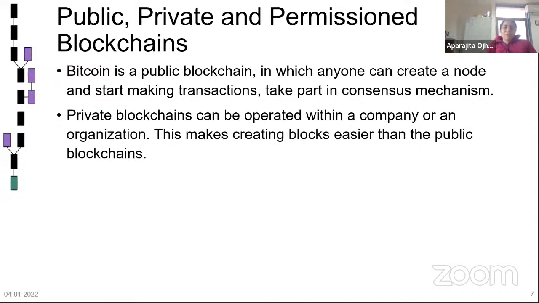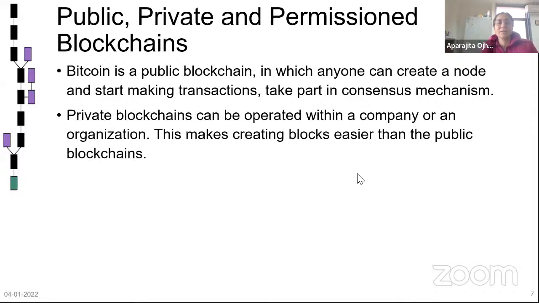So there can be private blockchains that operate within a company or an organization. This makes creating blocks easier than the public, because private blockchains have entities which are known, right? So creating a block will be much easier than in the public blockchain, where you have a large set of people from whom you need to have consensus, right? So the consensus mechanism is different.